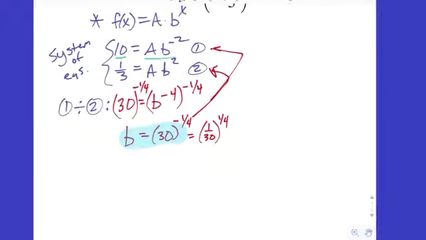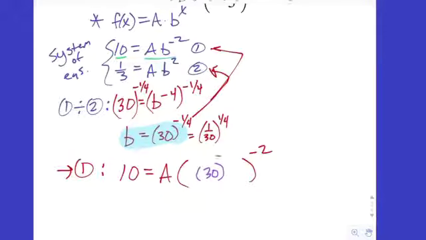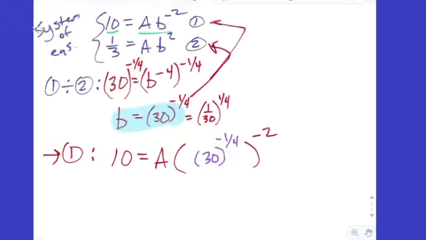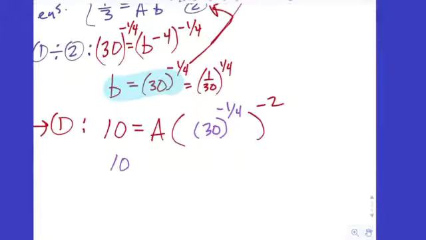Number 1, okay. So now we're going to plug back into number 1, and we get 10 equals a times b to the negative second. So notice what I did. I put a parenthesis where the b was, and I'm going to plug my 30 to the negative 1/4 in there. And it's just a matter now of solving for a. If I clean up this, what is negative 1/4 times negative 2? Positive 1/2. Is 30 a perfect square root? No, so we'll leave it like that.